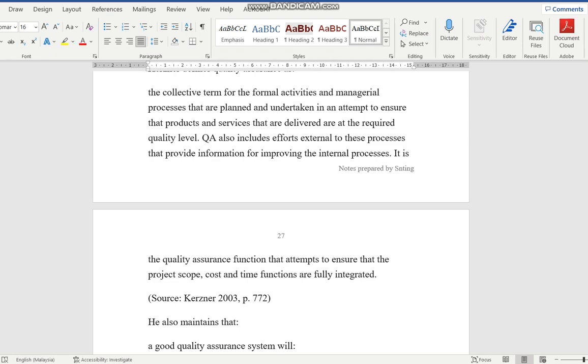And like the picture here, this quality assurance comprises these two sections. One section you plan for the activities and processes. Another one you plan for the checking. And you must also remember that you can have external effort to provide information to improve the internal processes. That is also part of it.